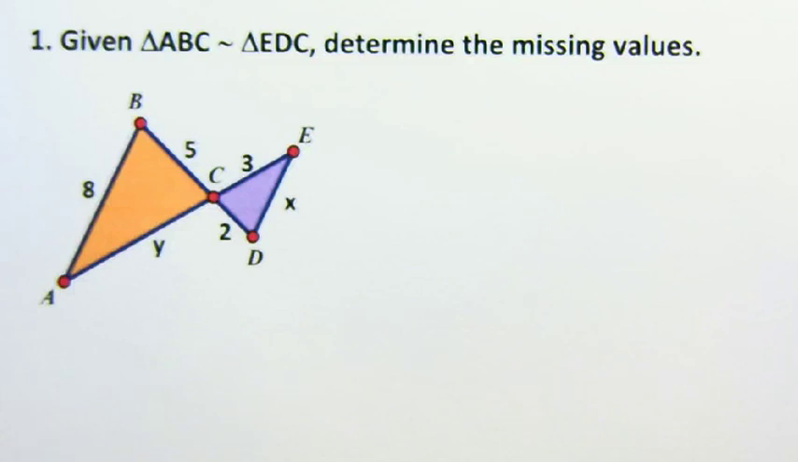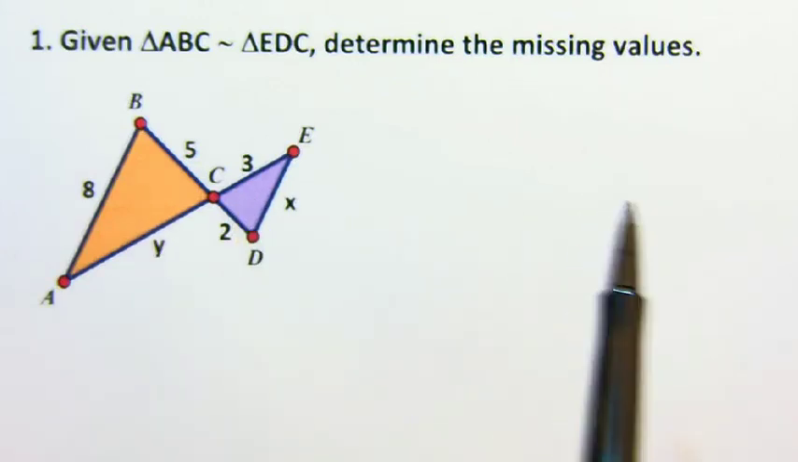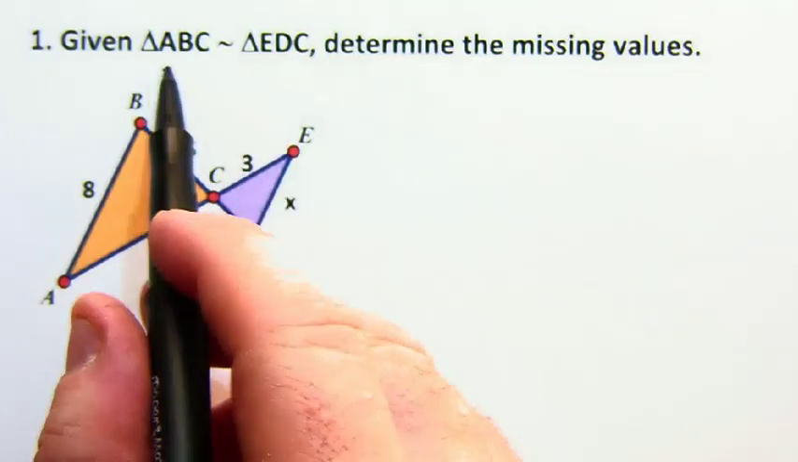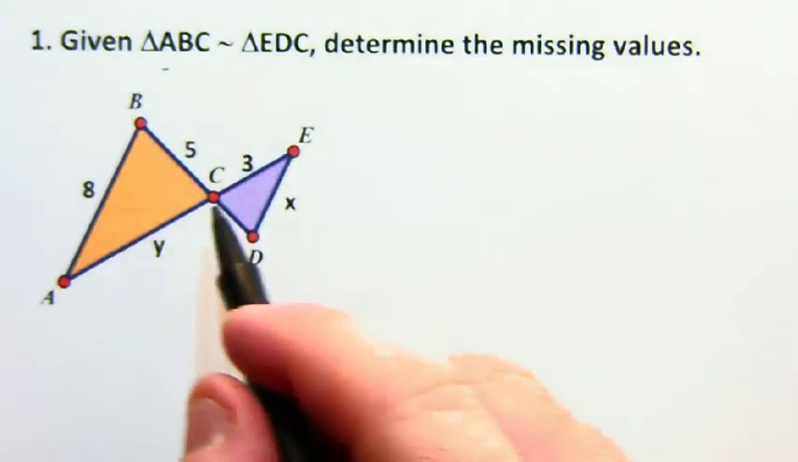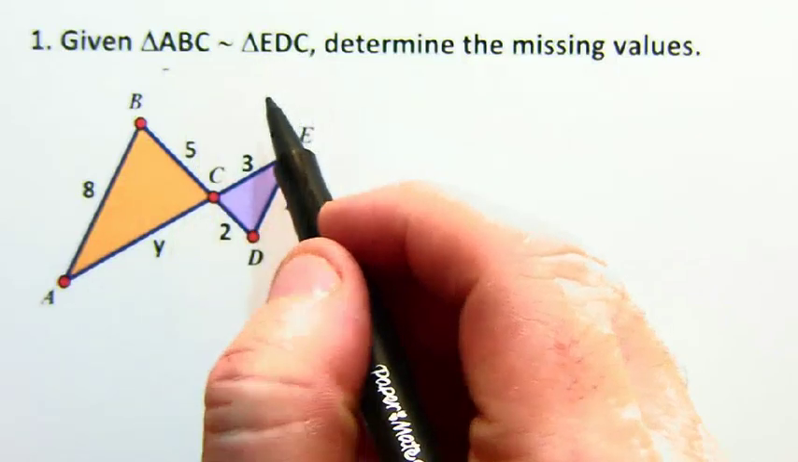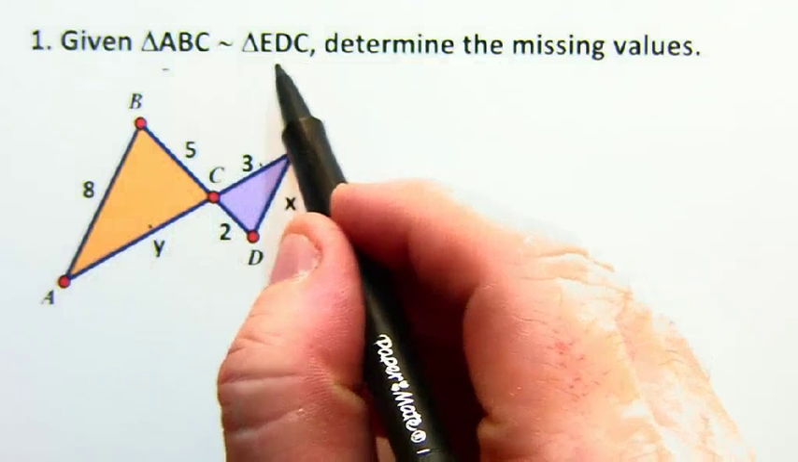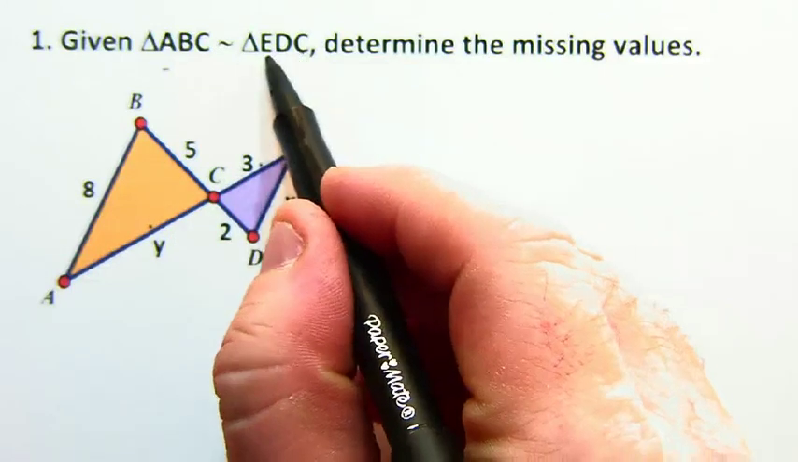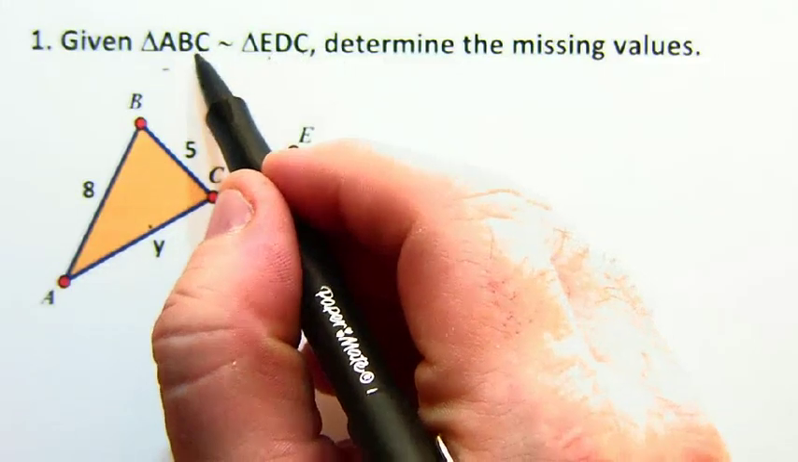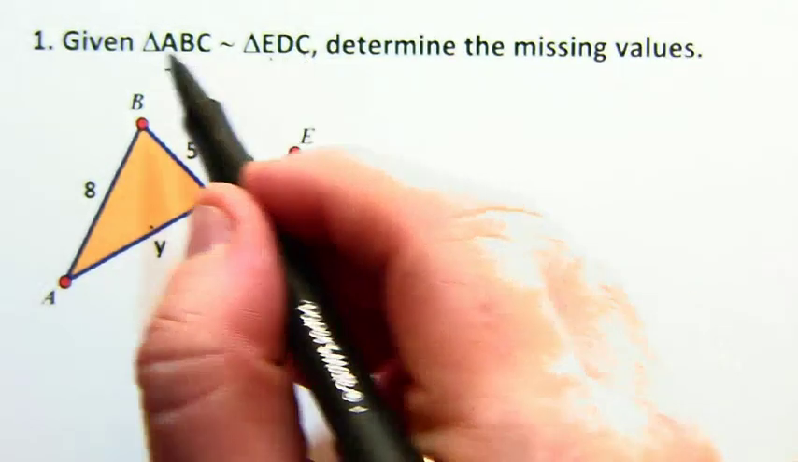The key to these kinds of problems is to find the scale factor, and the way you do that is to find two sides that match up in terms of proportionality. Now, how do you know who matches up? Well, you can look up in the similarity statement. So CE matches up to CA. See how I did that? C to E has to match up with C to A. So that must mean that DC matches up with BC.